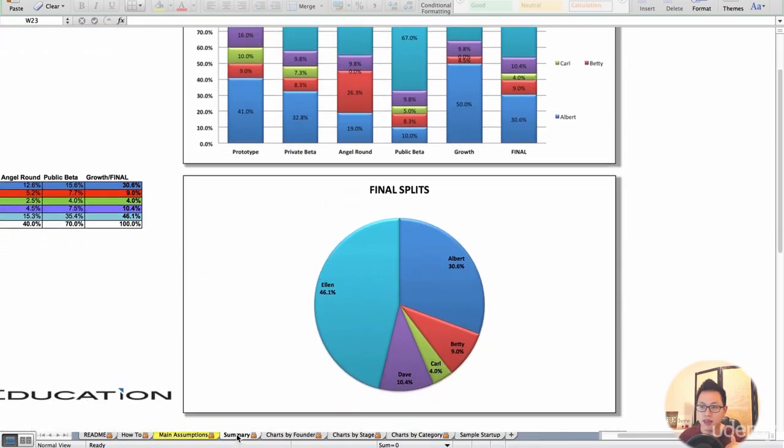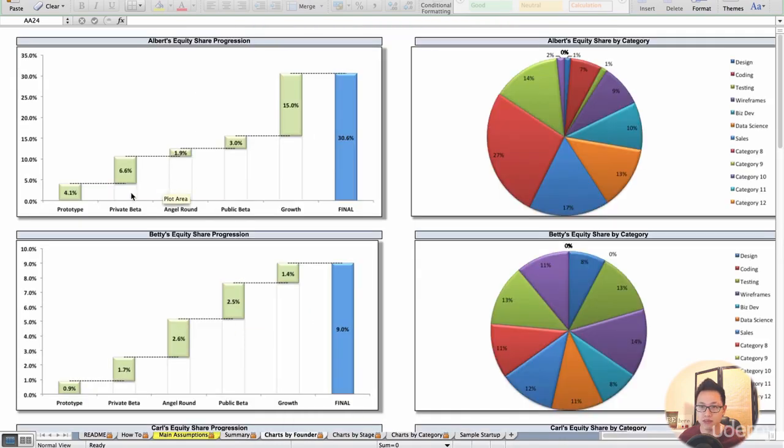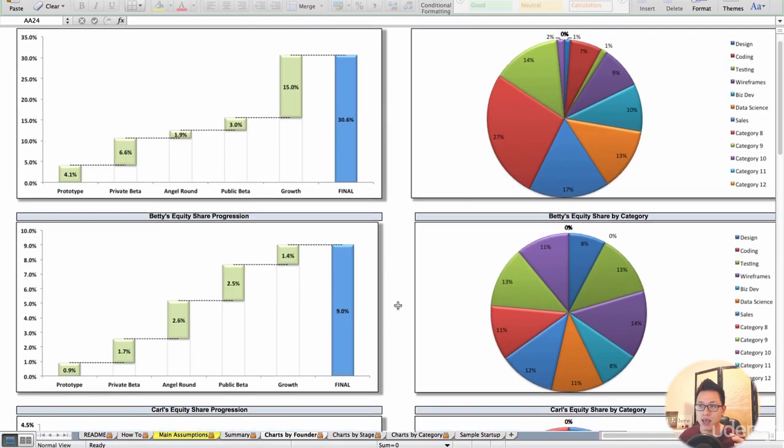So this is all built to automatically show you all this information on a per founder basis. You get to see in what stage, and by how much each founder gets to earn their respective shares, and by doing what as well. So all of this is already built in, and I'm going to show you how to use it for your case.